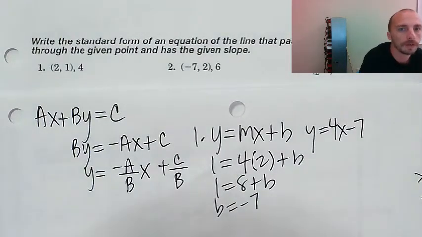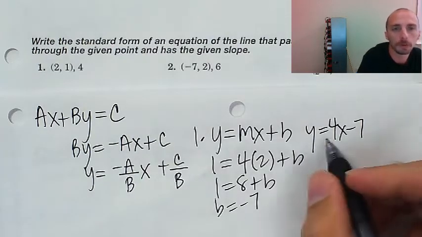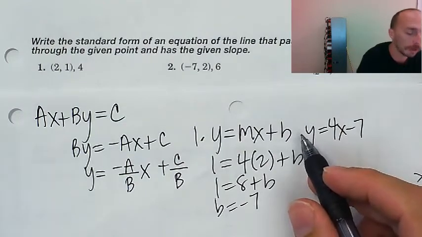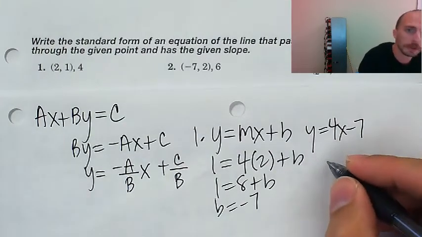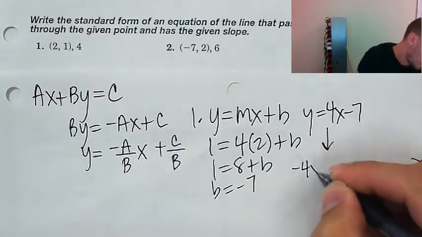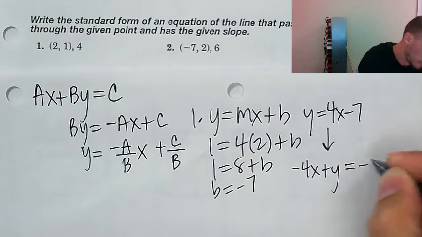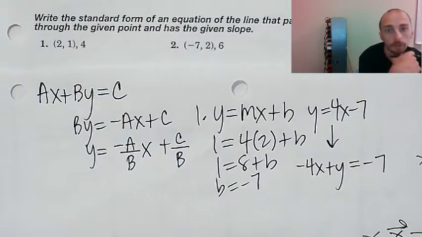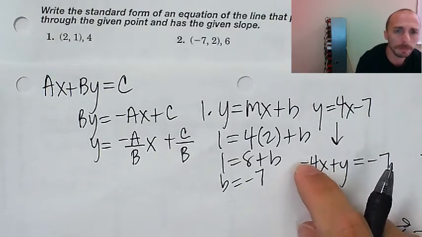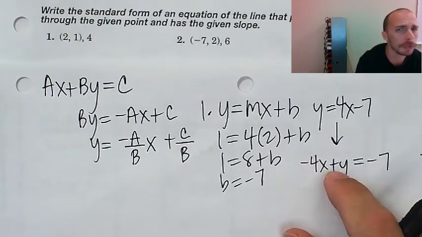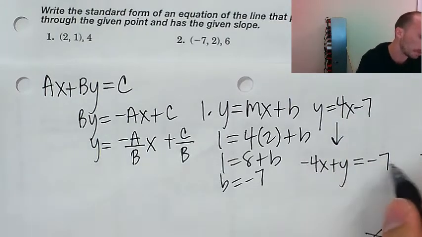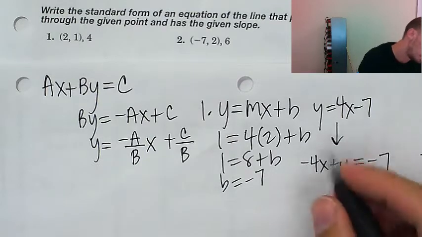If I wanted to solve for a standard form equation like ax plus by equals c, I could subtract 4x from both sides. It's getting a little bit crowded, but -4x plus y equals -7. Now, I don't know what your definition of standard form is. I think for some people, they really want a to be positive and an integer, and b to also be an integer if possible. And so if we needed that, we would then multiply both sides of this equation by -1 to get rid of that negative.